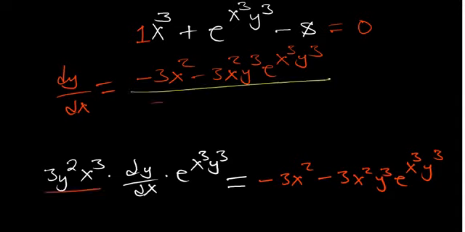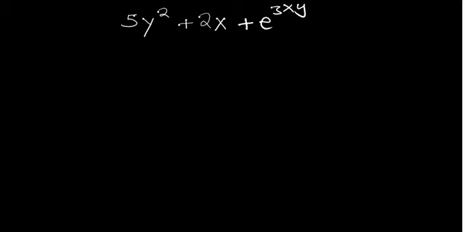This 3y squared x cubed, and then exponential x to the power 3 y to the power 3. Okay, so at this very point we've made dy dx the subject of the formula. So we've differentiated using implicit differentiation. And then just one more question to make sure that everything we've done has stuck. So this is the second practice question.